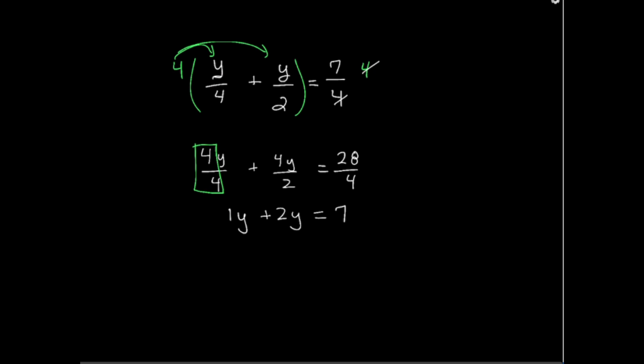So we haven't done this in a while, but we need to combine like terms on this side. 1y plus 2y is just equal to 3y is equal to 7, or y is equal to 7/3. And that is it for how we are doing our fractions.